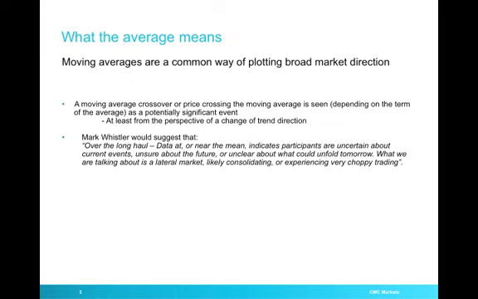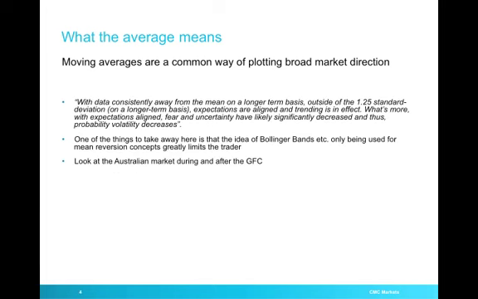Now, as Whistler said here, and I'm taking this from his book, Macro to Micro Volatility Trading, he says, over the long haul, data at or near the mean indicates participants are uncertain about current events, unsure about the future, or unclear about what could unfold tomorrow. What we're talking about is a lateral market, likely consolidating or experiencing very choppy trading. The interesting takeaway from this also is that when we're trading at the mean, we need to be looking as to whether we've come from a trend or whether the market is in something of an oscillation.